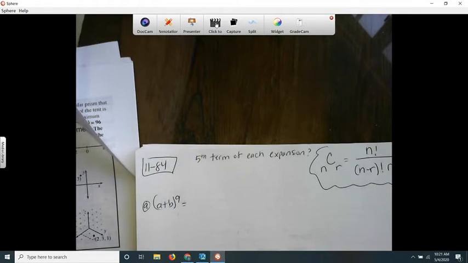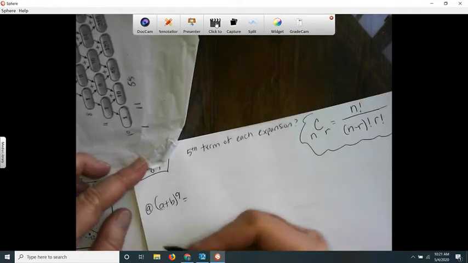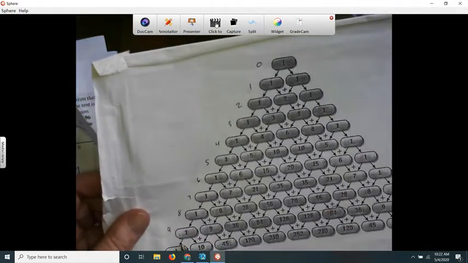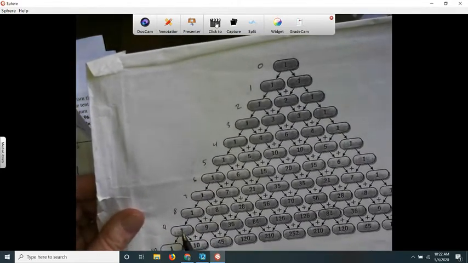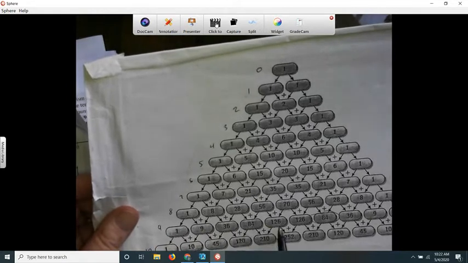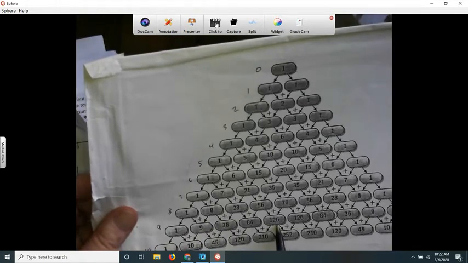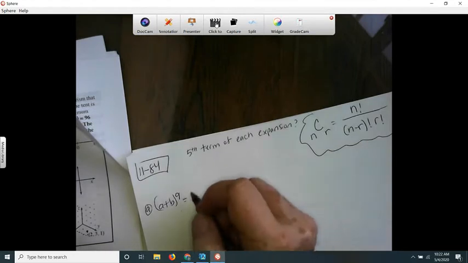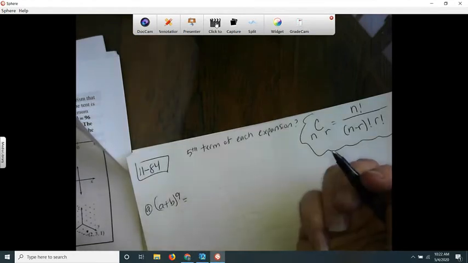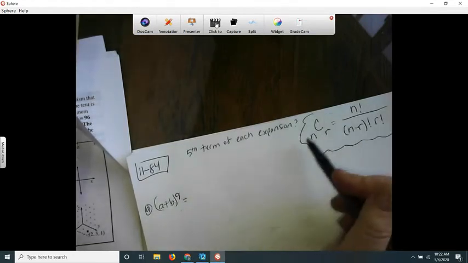On the ninth row, the fifth term is going to have a coefficient of 126. Well, I don't even want to write that because there's another way to do it.